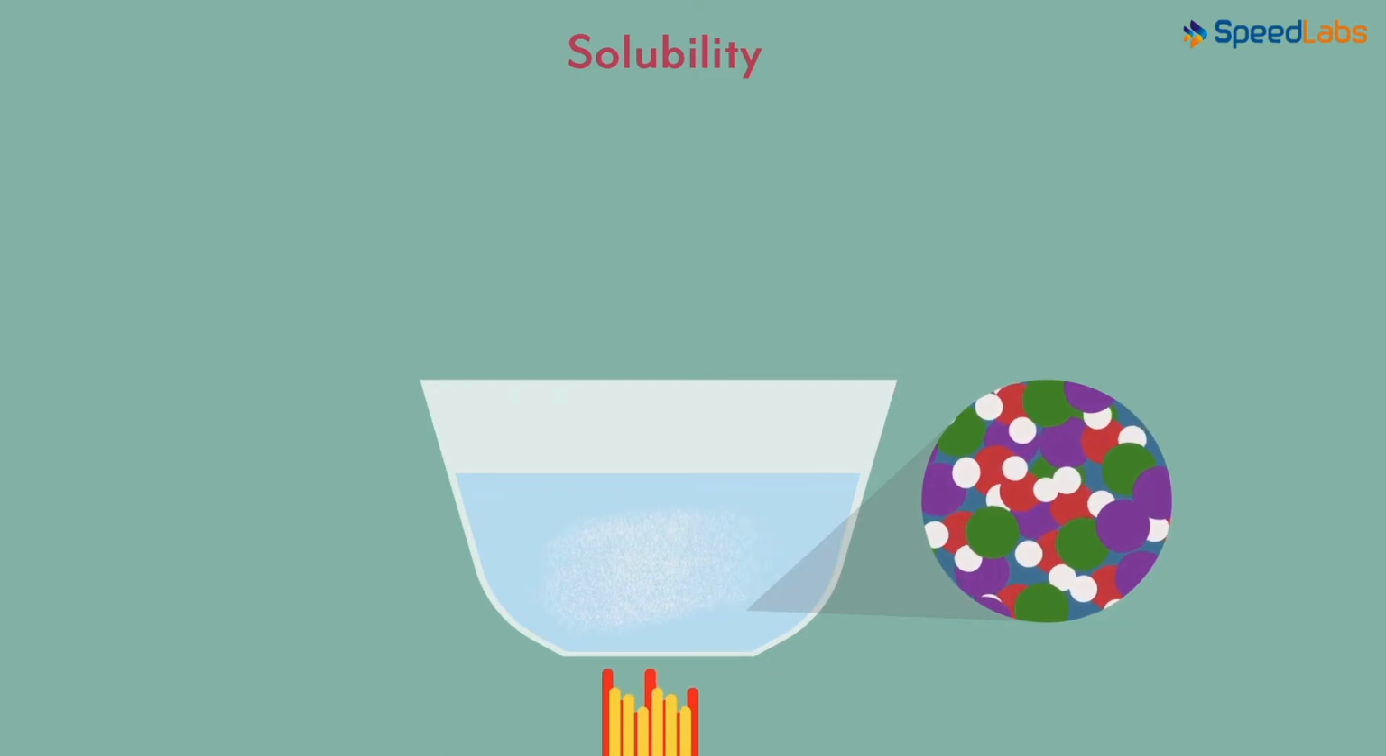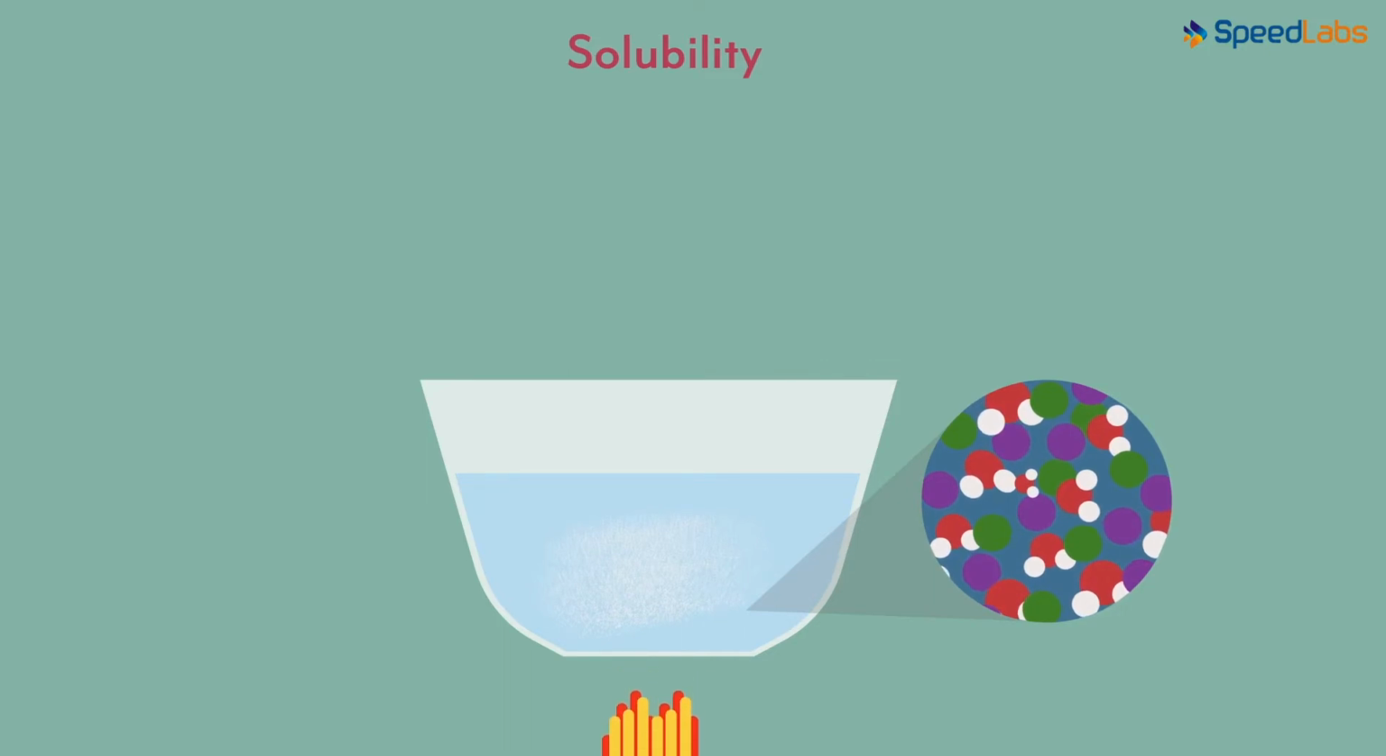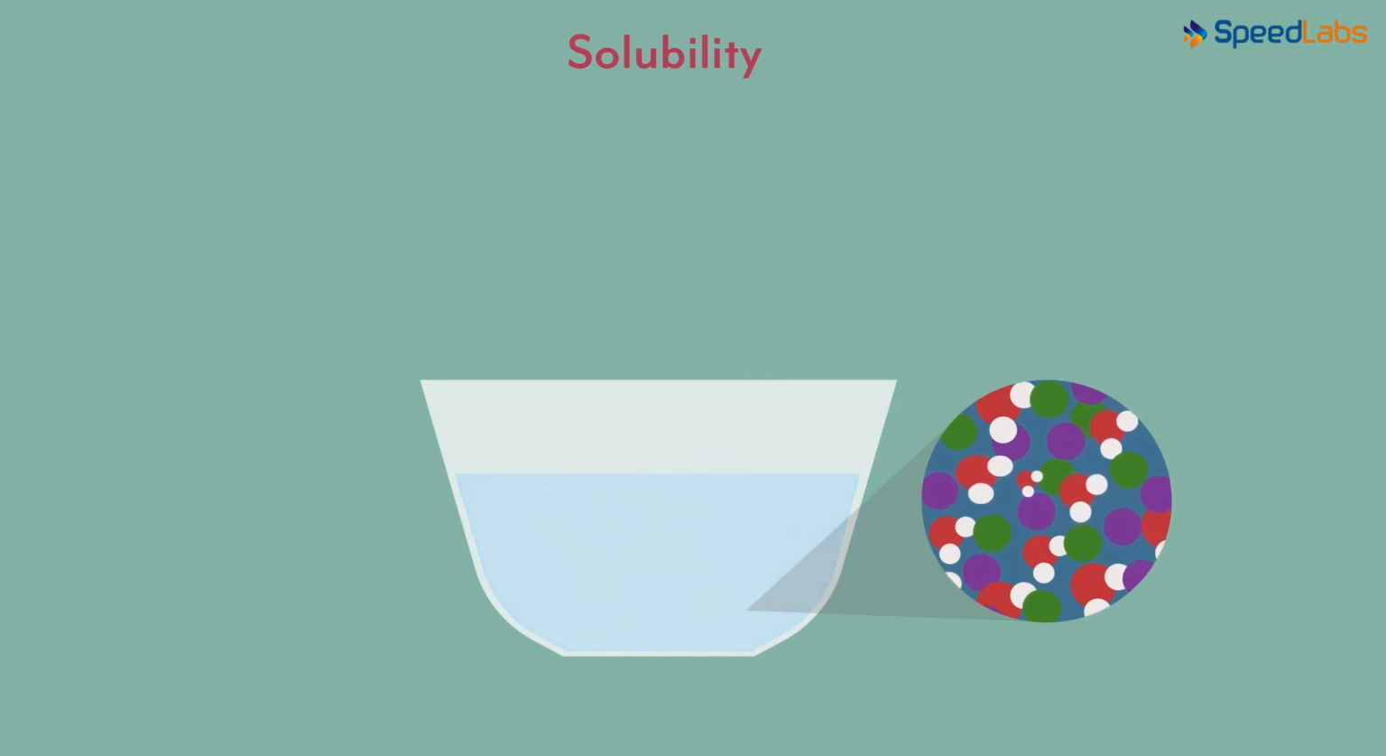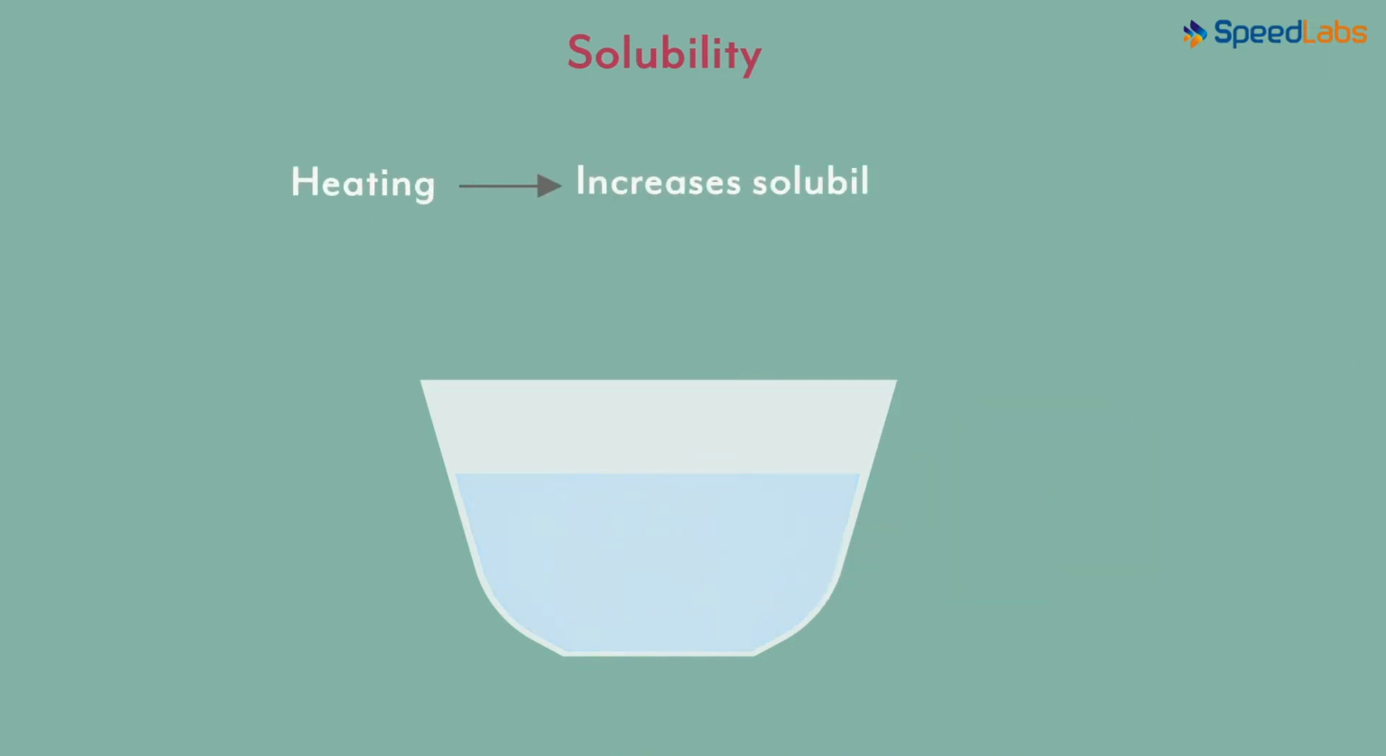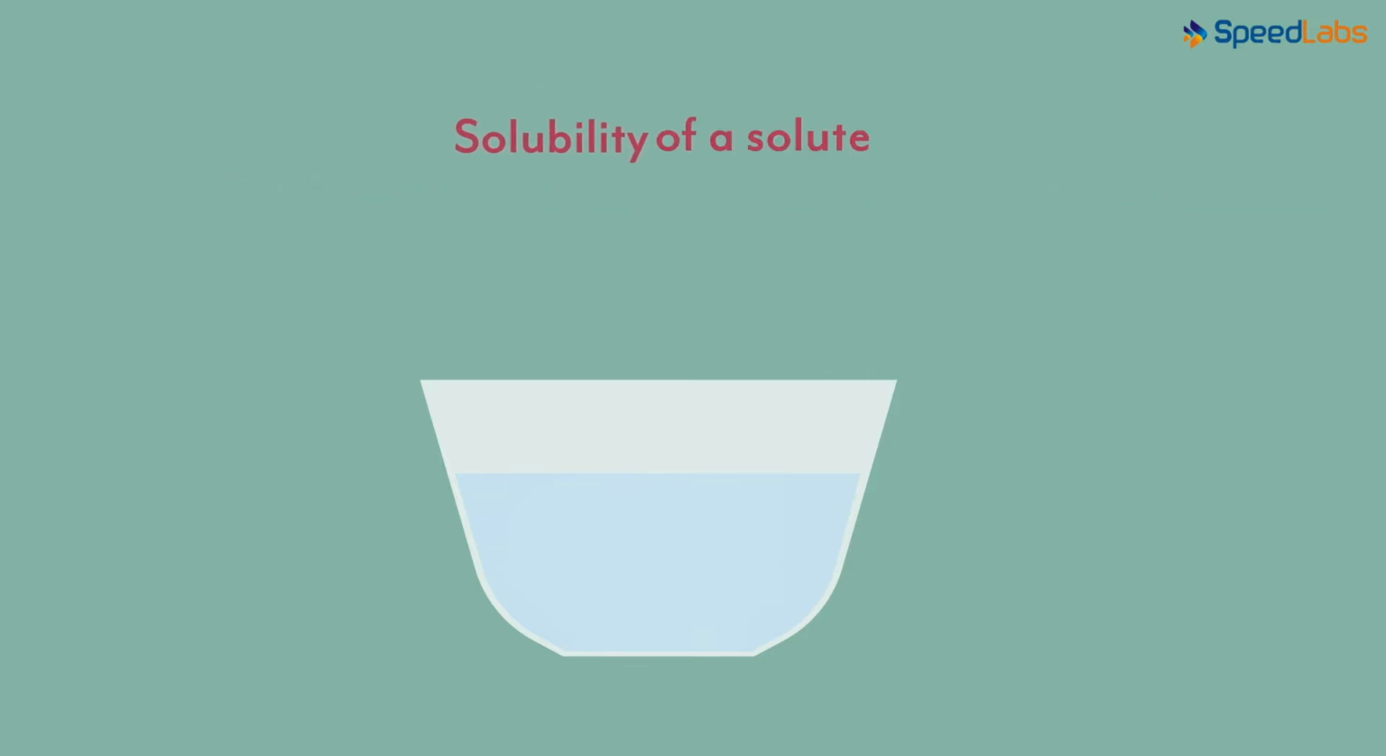But what if the temperature is increased? The particles of a solvent will move further apart. Now when some more space is created, the particles of the solute will dissolve. So heating can help increase the solubility of a solute. What is the solubility of a solute? It is the ability of a solute to dissolve in a solvent.